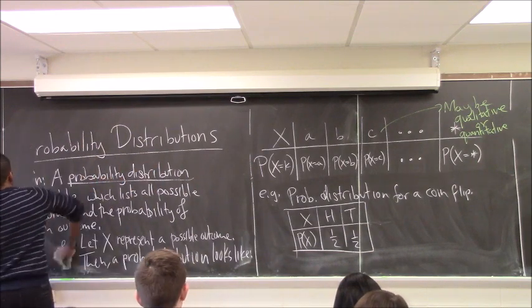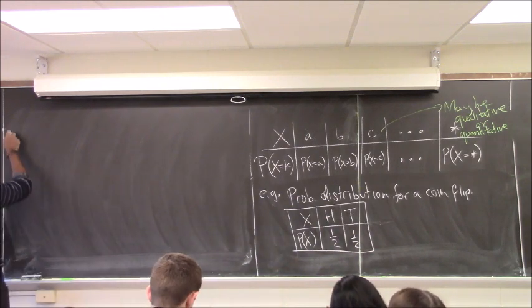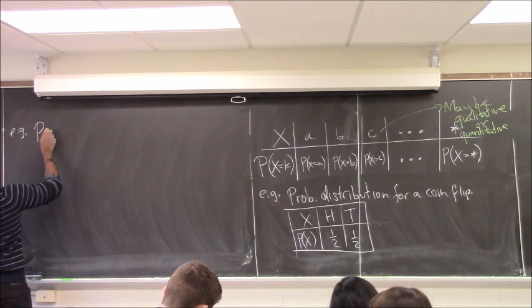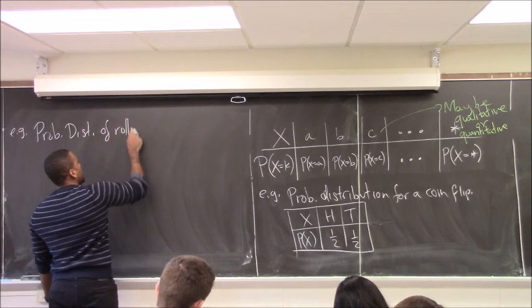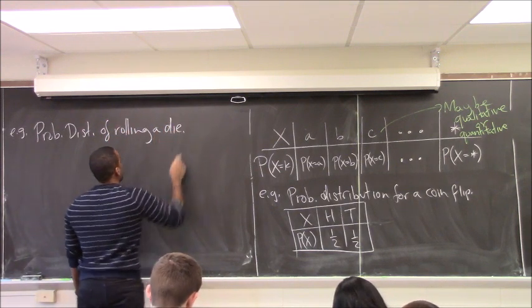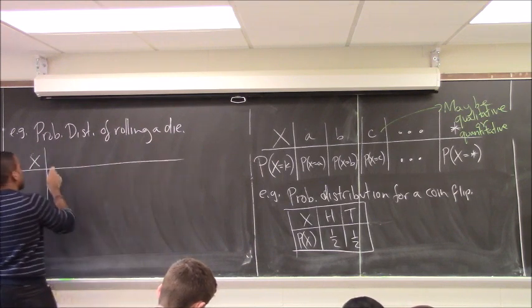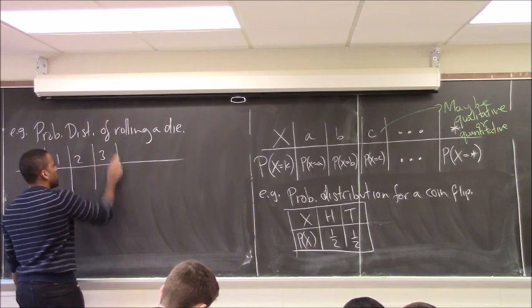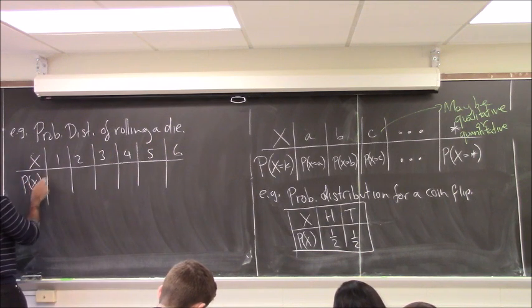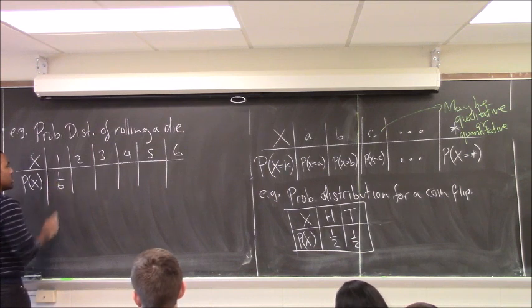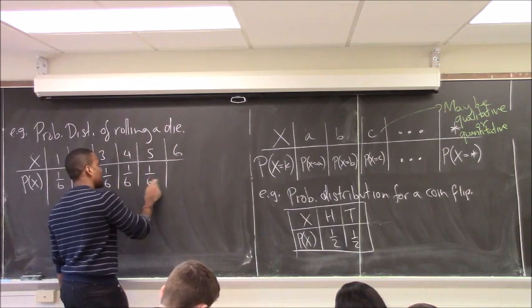I can also talk about the probability distribution of rolling a die. Well, the possible outcomes are I can roll the die and I can get 1 or 2 or 3 or 4 or 5 or 6. And the probability of each of those, the chance of me rolling a die and getting a 1 is 1/6. Chance of me rolling a die and getting a 2 is 1/6, 1/6, 1/6, 1/6, 1/6.